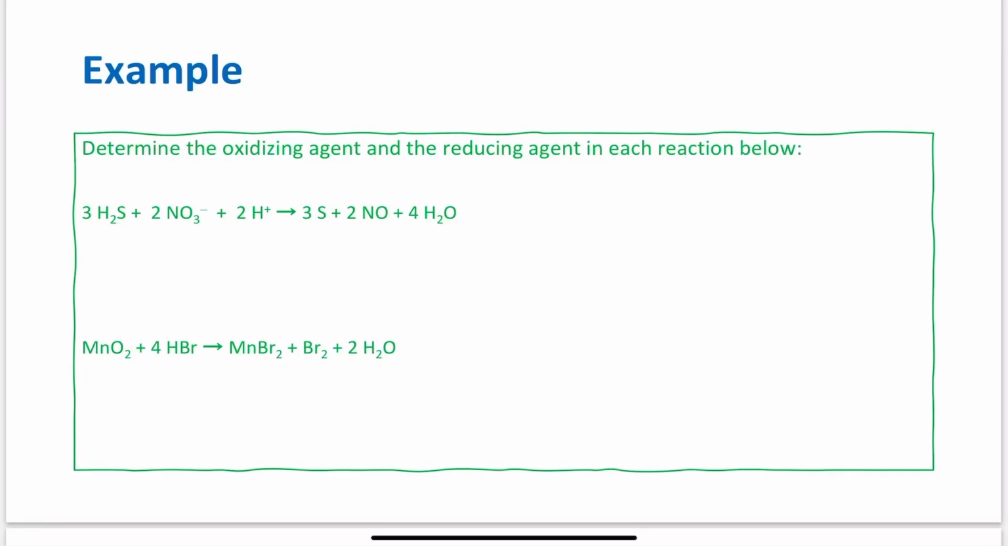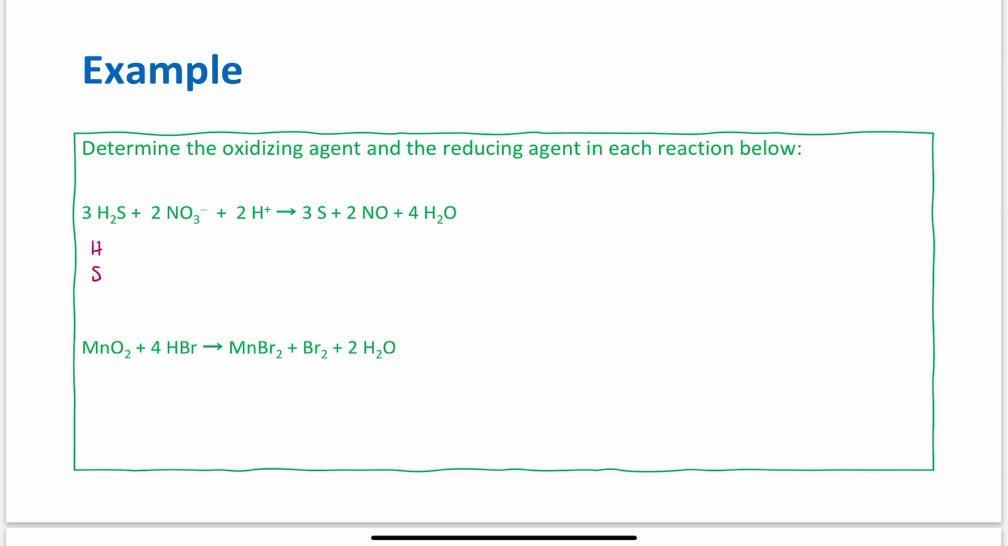Here we've got a little bit of practicing with oxidation numbers and reducing and oxidizing agents. So let's go ahead and answer the questions. Determine the oxidizing agent and the reducing agent in each reaction below. Until you start recognizing them quickly, which can happen, it's best to assign the oxidation number of every species in the reaction first and then go from there.